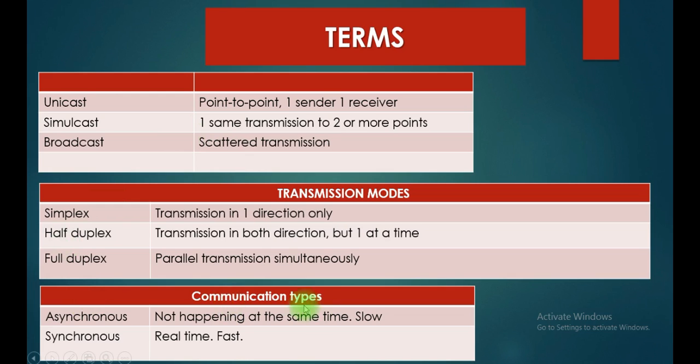Then we have communication types. We have asynchronous and synchronous. So asynchronous means that it's not happening at the same time. So let's just say, for instance, you send a message. You probably send like an SMS message, or you send a WhatsApp message, or you send an email. And sometime after, the person you send it to responds. So that's pretty much slow.